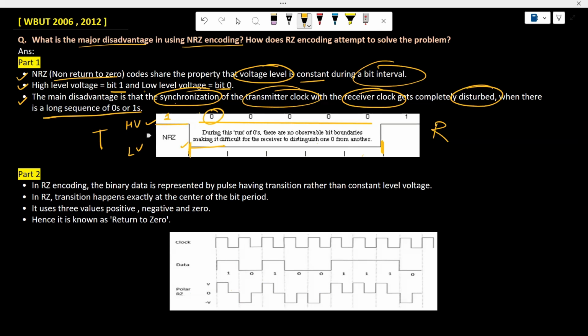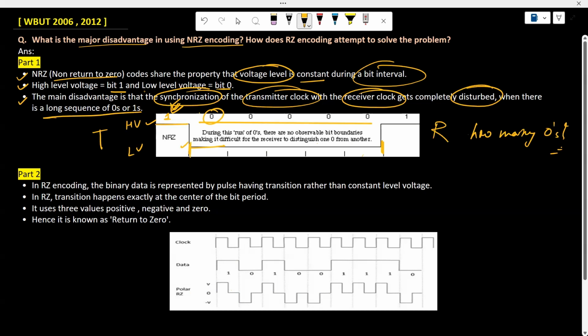But how many zeros were there, receiver will not be able to identify. So how many zeros were there? Receiver will not know how many zeros were there. So this is the main problem. This is the major disadvantage. So there is a disturbance in this synchronization between transmitter and receiver.